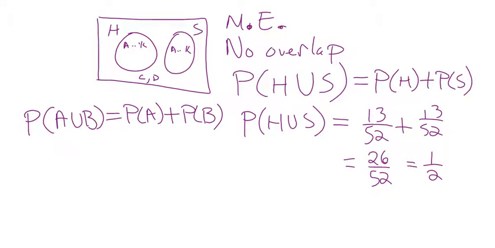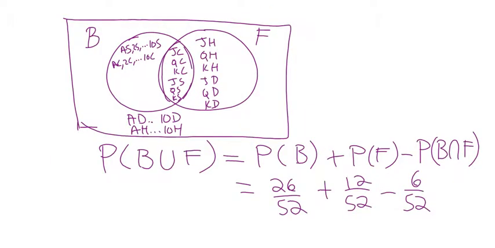So if I have the probability of a heart or spade, which is 1/2, then the probability that it's not a heart or spade is also 1/2, right? Those are called complementary events, okay? And mutually exclusive events are complementary, because they have to add up to 1.